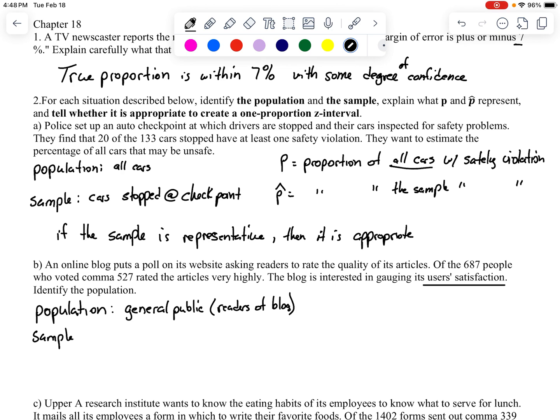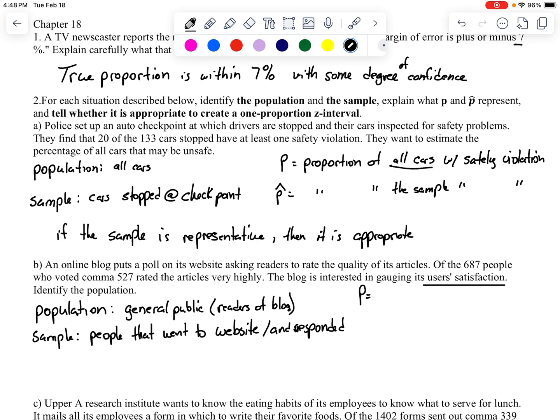Because they just put a poll on their blog website, that's just going to be the people who went to the website and responded. I mean, you could have gone to the website and not done anything. You could even read my handwriting. I'm getting pretty sloppy today.